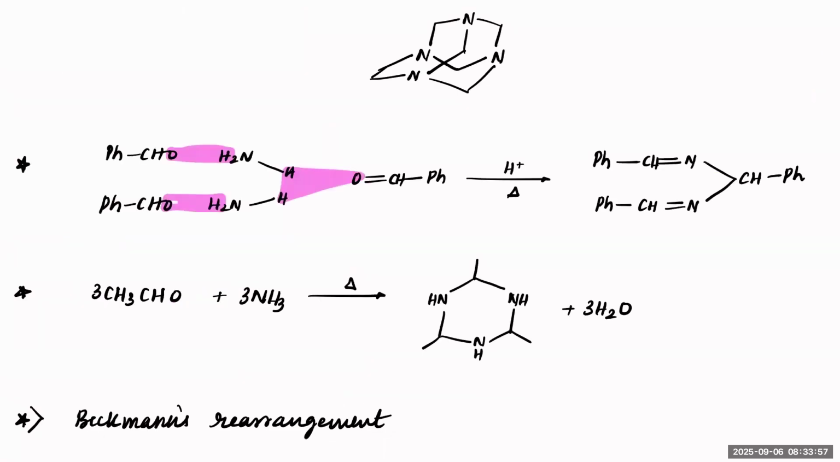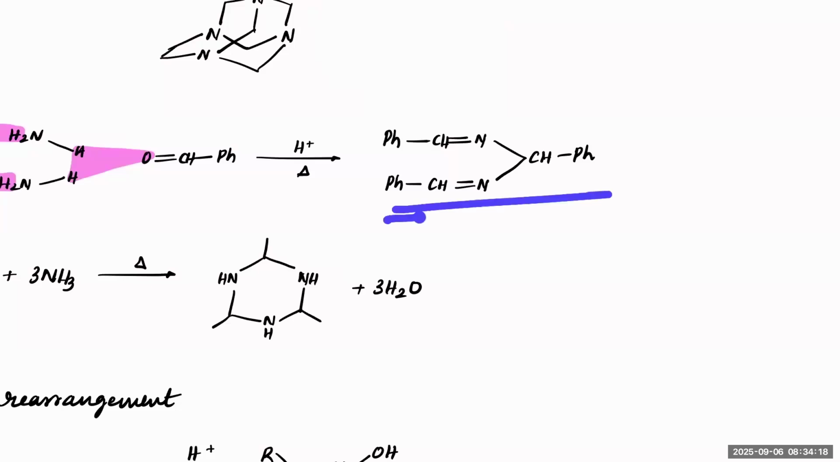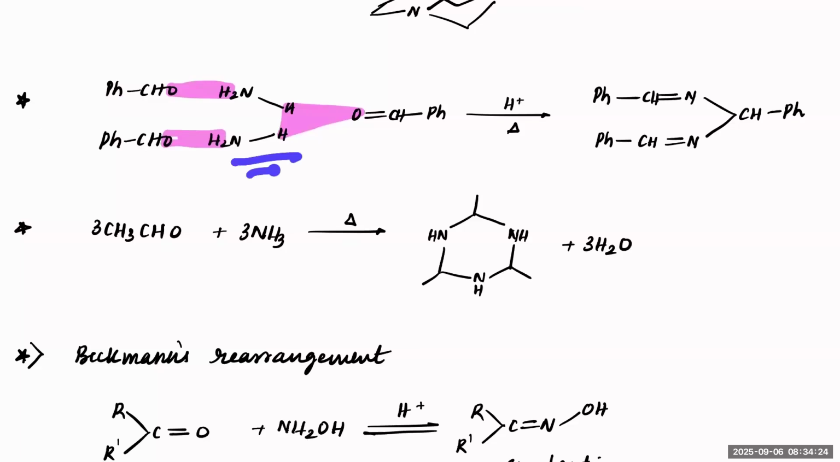Similarly, if I have NH3 connected with 2 moles of benzaldehyde, then water can be removed from here, and water can also be removed from one more mole of benzaldehyde, and that will create this product. So if you have ammonia with benzaldehyde, this is the product expected. Similarly, if you have 3 moles of ammonia and 3 moles of formaldehyde, this is the product that is expected.